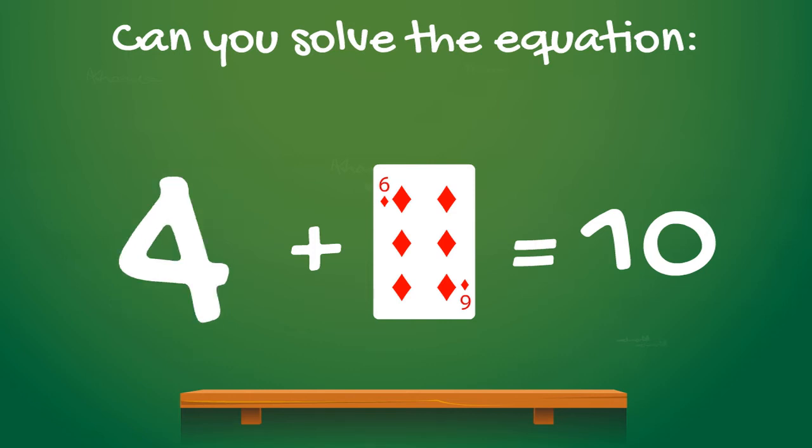Well, did you figure out what X was? It was 4. 4 plus 6 is equal to 10. If you got that, you just figured out an algebraic equation. Good job. Let's move on.